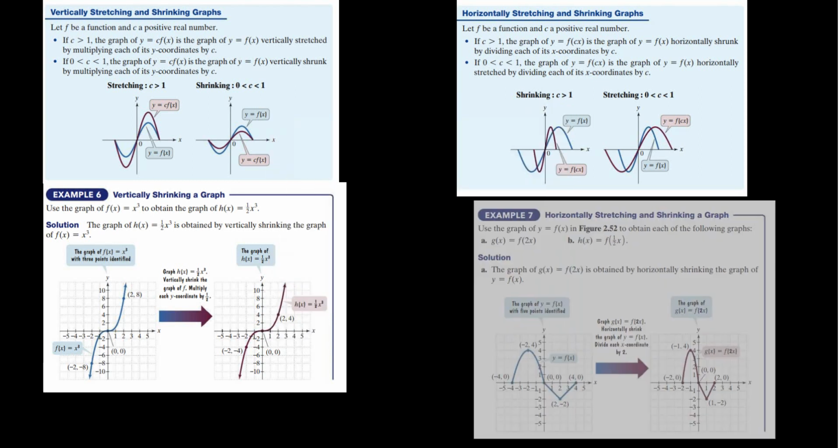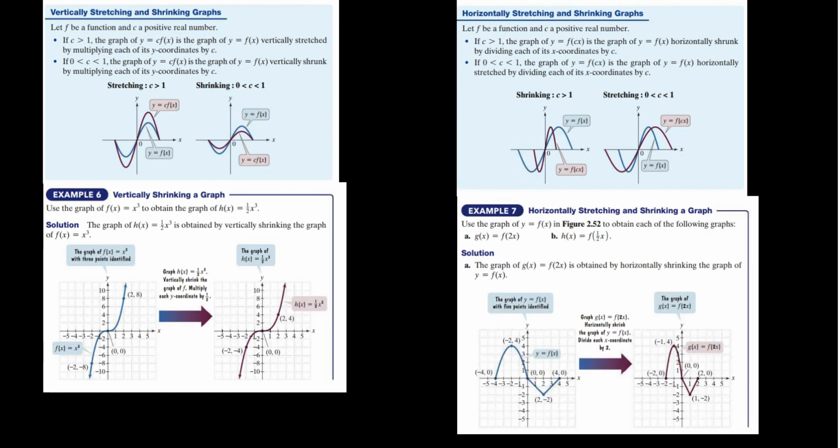Okay, so here are my examples of vertical stretching and shrinking. Looking at vertical, we're going to take the function x cubed. We know x cubed looks something like this, and we're multiplying it by 1/2. Well, 1/2 is a number between 0 and 1. So if it is a number between 0 and 1, we're going to vertically shrink it. We're going to do that compression. So we're going to take my two hands.